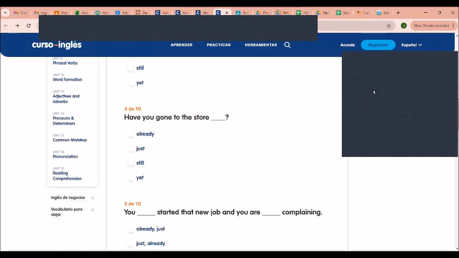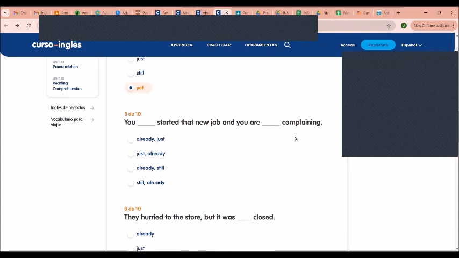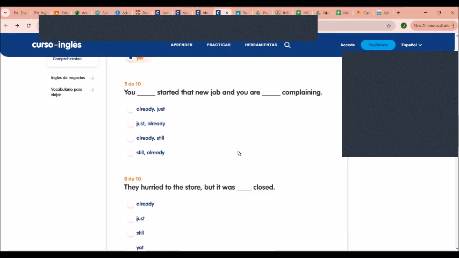Right, number 4, let's go with Deila Gallardo. Yes. Have you gone to the store yet? Have you gone to the store yet? Yes. All right. Usually yet goes at the end of our sentences and it's questioning if the activity has been completed. All right. Number 5. Let's go with Eduardo. Number 5, Lalo.